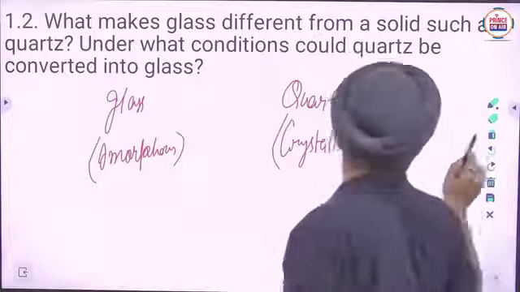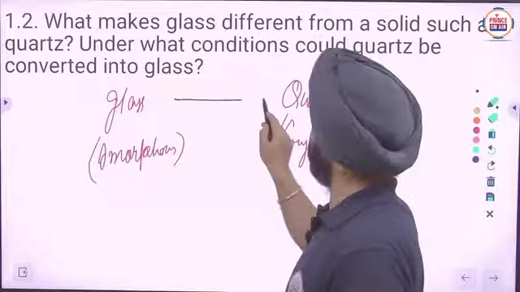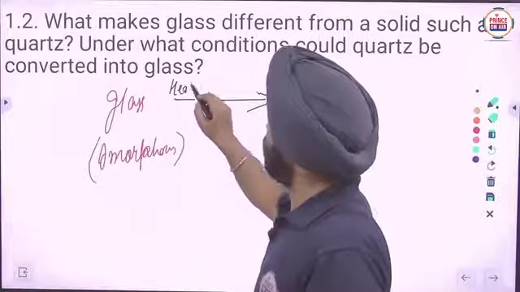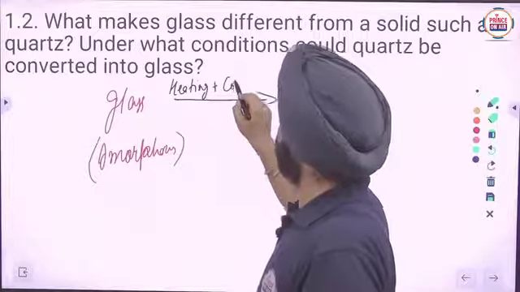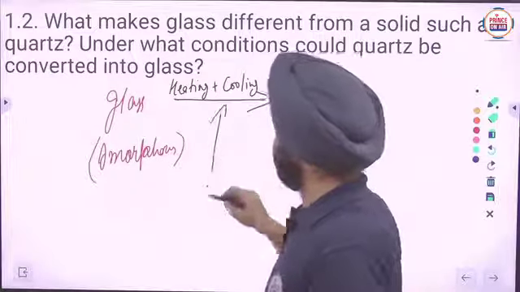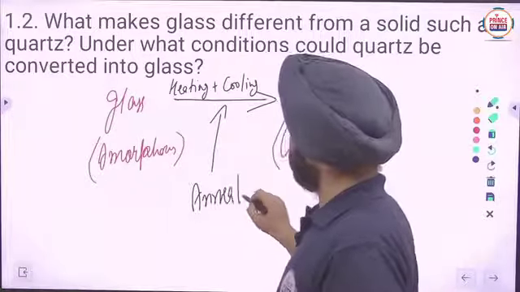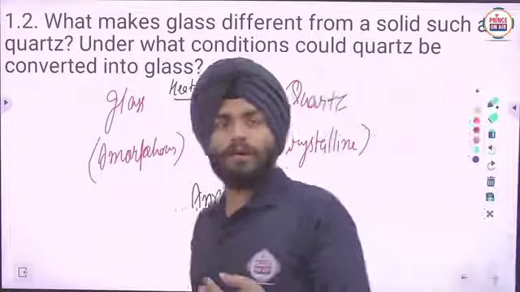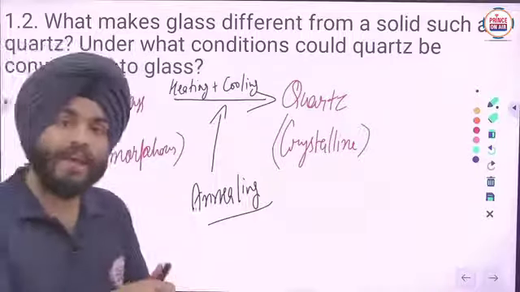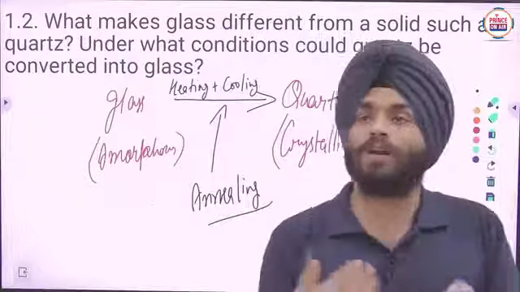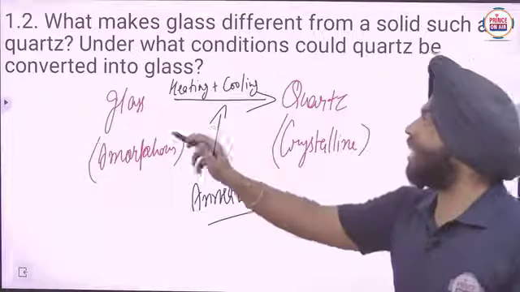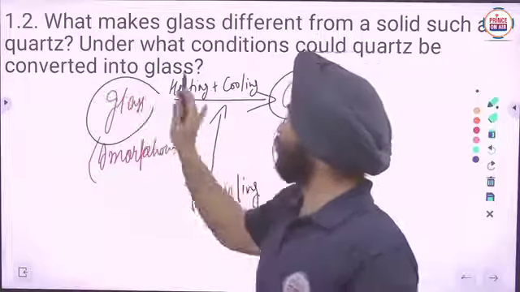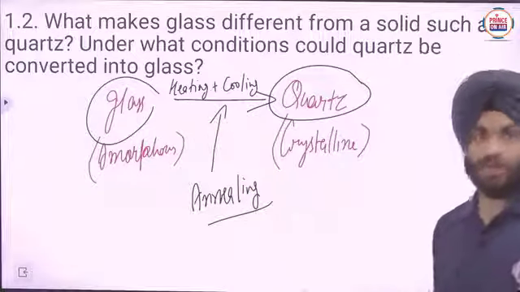To convert glass into quartz, there will be firstly heating, then cooling. That process is known as annealing. By changing the temperature conditions, the glass will convert into quartz. So under what condition could quartz be converted into glass? By heating and then cooling. So that will be the answer here.